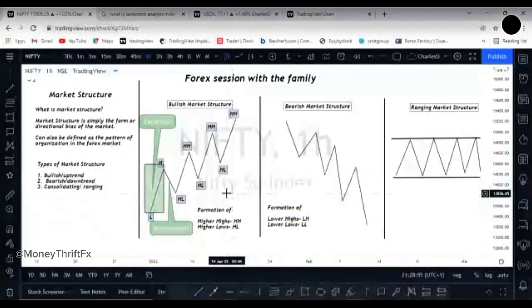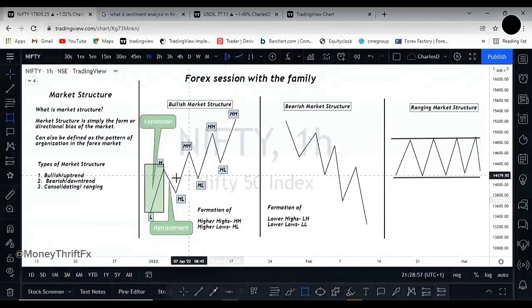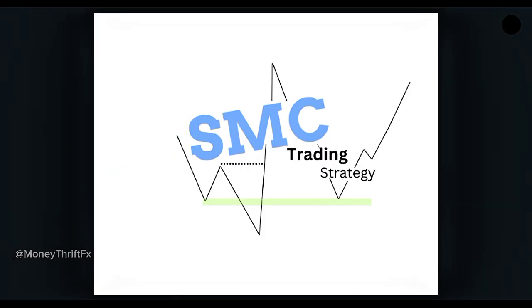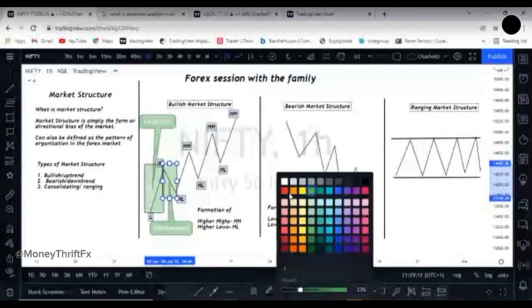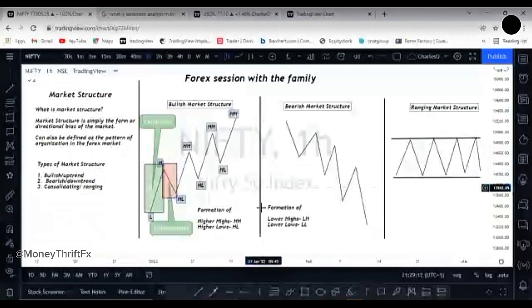Right. So for every expansion leg or buy leg in the market, you call it what? An expansion. Whereas for every sell leg, you call it what? A retracement. Let me give this retracement leg a sell color, which is going to be red. Let's just use green and red. Right, so this is simply what structure is.